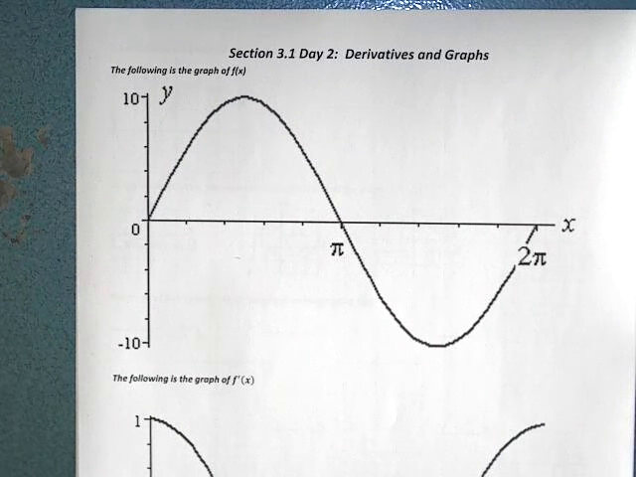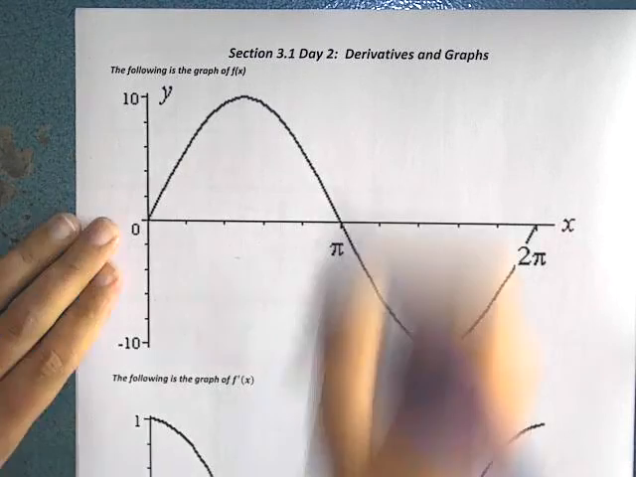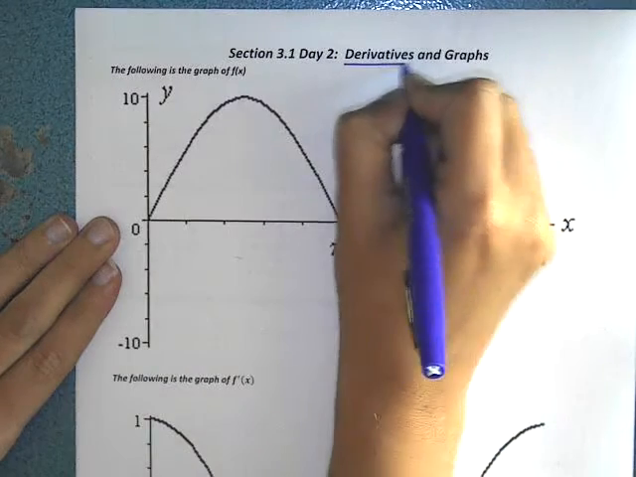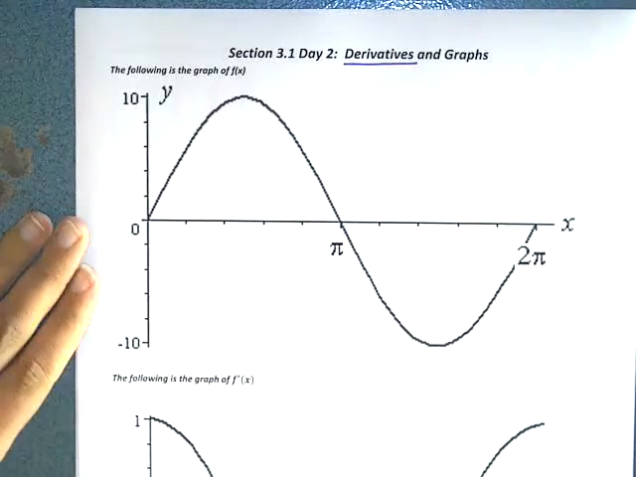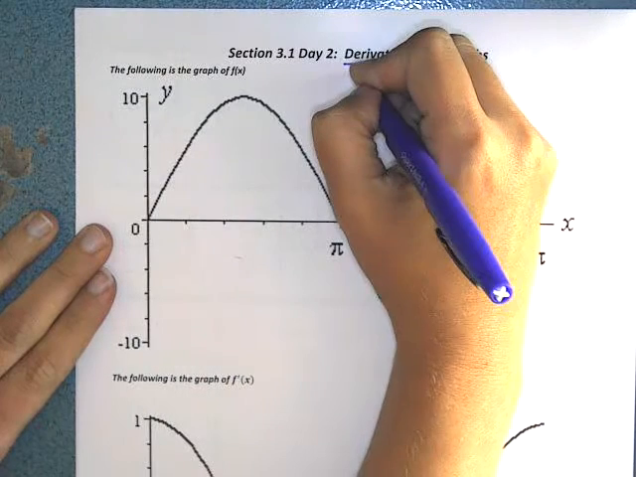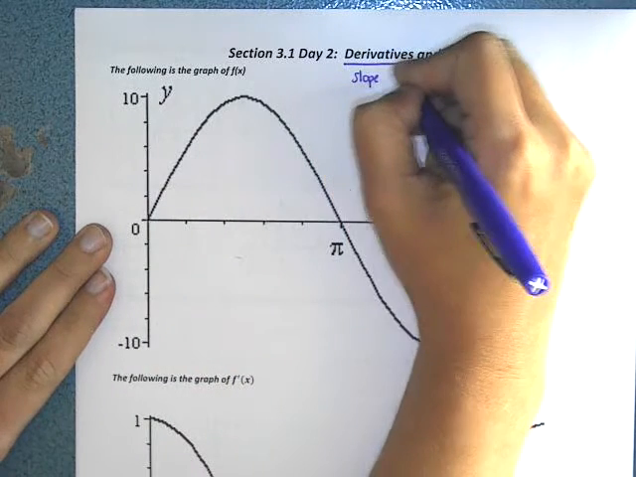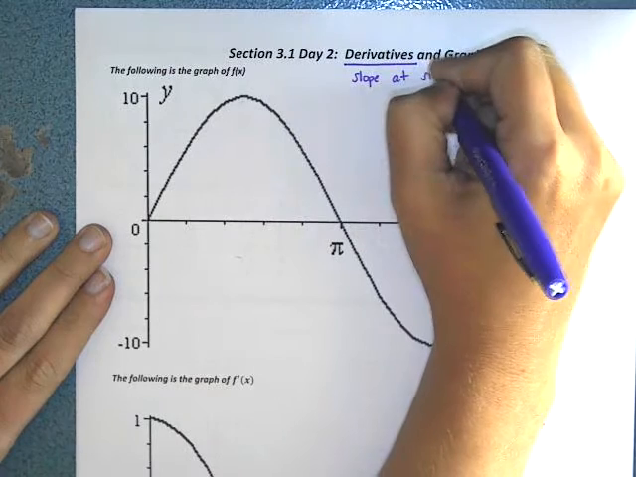Hello! So today we are going to be learning about section 3.1, day 2, which is all about the connection between a derivative and a graph. Yesterday we started talking about how this thing that we've been finding, this instantaneous rate of change, is called a derivative. And we need to remember that the word derivative means slope of a graph at a single point.